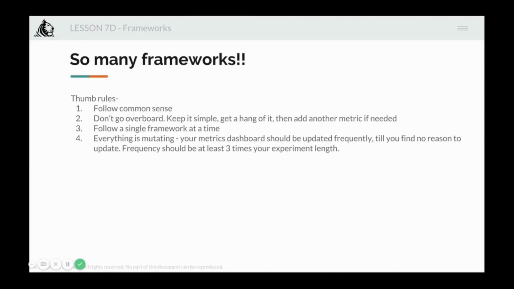Frequency should be at least three times your experiment length. So if your experiment is let's say 1 month long, then you should typically be updating your metrics dashboard at least every 3 months. When I say update the metrics dashboard, what I mean is update the parameters of the metrics itself. At least have a relook at the metrics, whether they are still making sense, whether they're still relevant or not. In the speaker notes, I've added a whole bunch of links, which you should definitely go through.